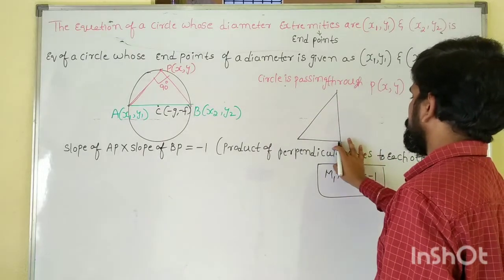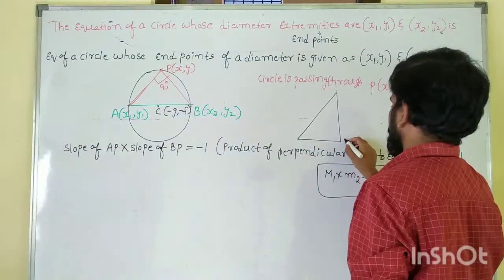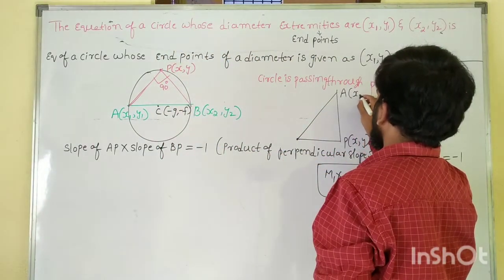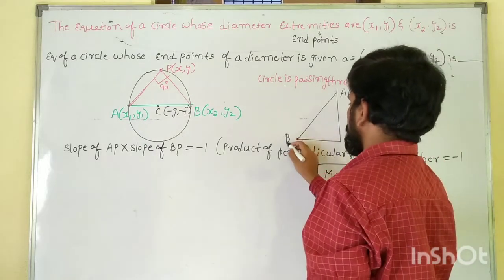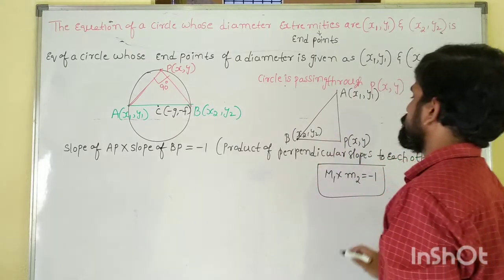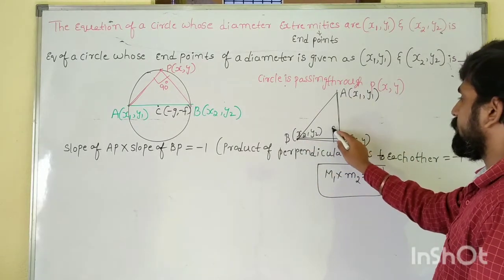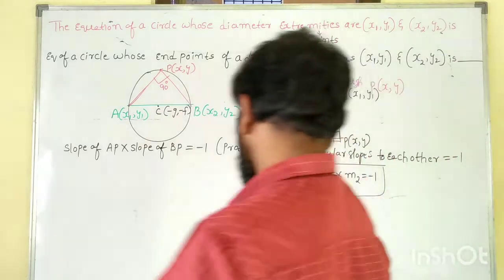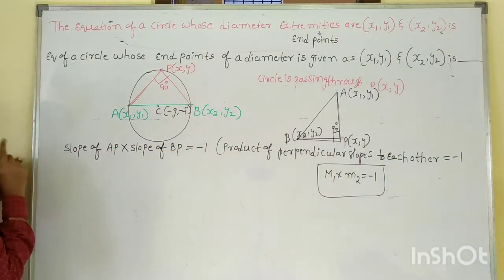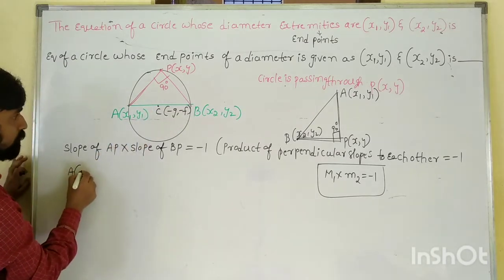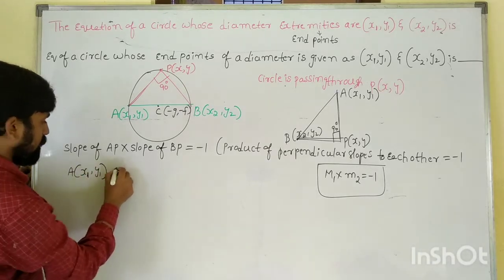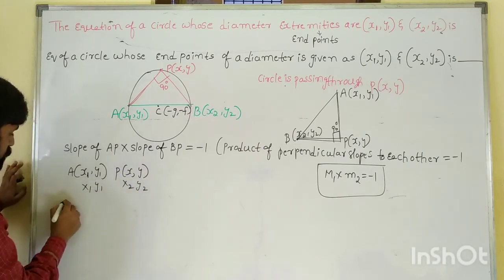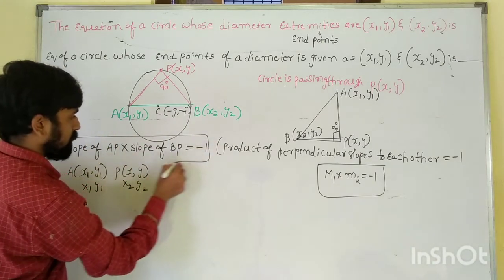Take the point P (x, y), with A as (x1, y1) and B as (x2, y2). AP and BP are perpendicular, at 90 degrees to each other, so the product of their slopes is minus 1, m1 into m2. So what is the slope of AP? Using the slope formula, with A equal to (x1, y1) and P equal to (x, y). This is the condition.